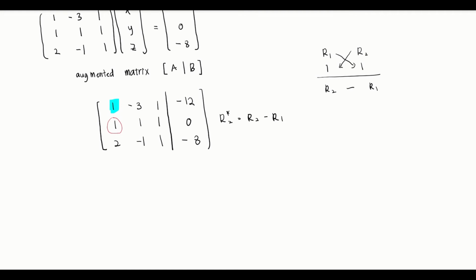You can use a calculator to calculate this equation, or we can do it manually. For the first and third columns, we can just copy them back to the augmented matrix, because nothing will happen to the first and third. They only change for the second row. So it's just the second row minus the first row. 1 minus 1 is 0, and then 1 minus negative 3 is 4. 1 minus 1 is 0. 0 minus negative 12 is 12. So we're done with the first step.